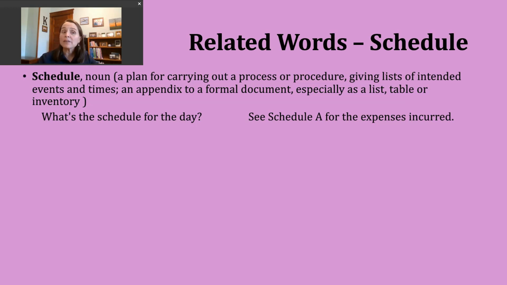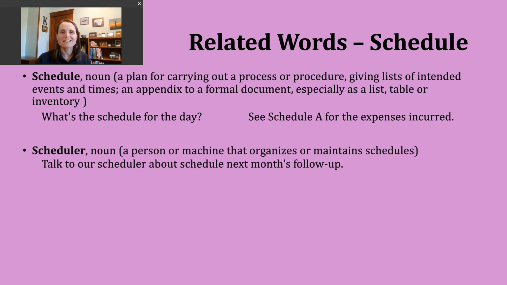Okay. Now, a second way that noun schedule gets used is to refer to what's considered an appendix to a formal document. You might think of appendix as like something extra, something with some more detailed information. But most of the time, this might be a list, it might be a table, some type of inventory. So I know in legal documents, I've seen things like see Schedule A for the expenses incurred, right? So maybe in some kind of legal agreement, the total is there, right? But this extra document is going to kind of give you an item by item list of expenses.